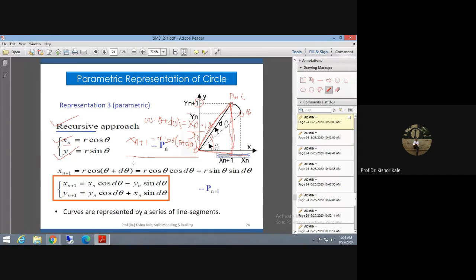So can I write this equation? Is this correct? Xn plus 1 equals r cos of theta plus d theta. Have you understood this equation? It is similar to this. So this was for this triangle. Now this is for this triangle. Any doubt regarding this till now?